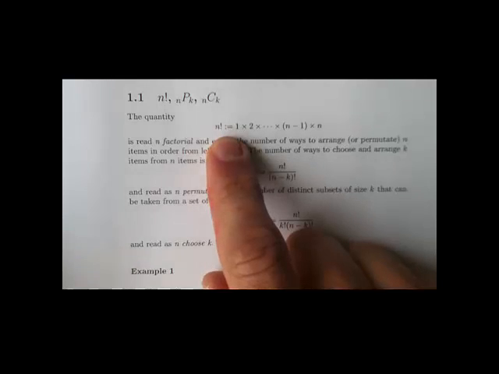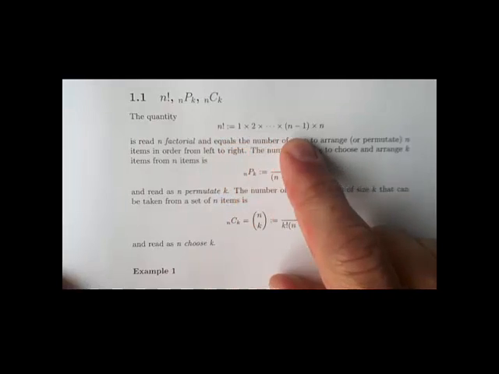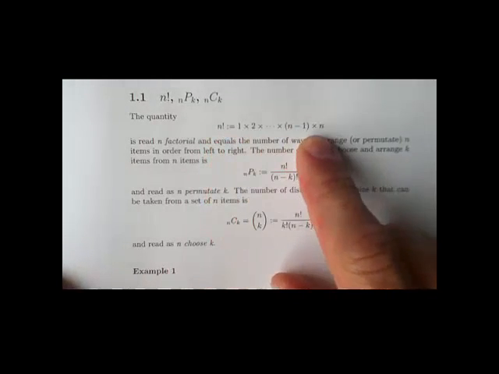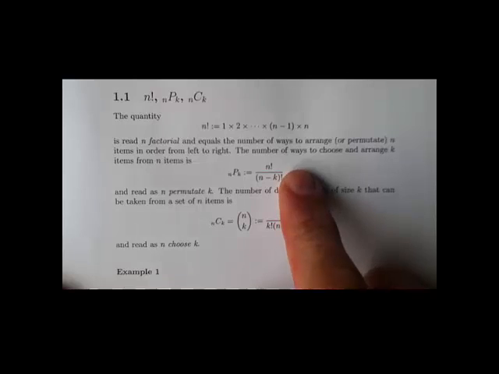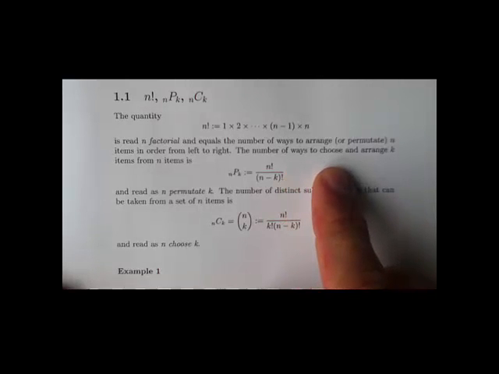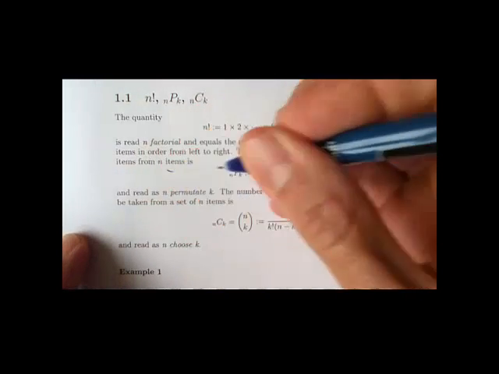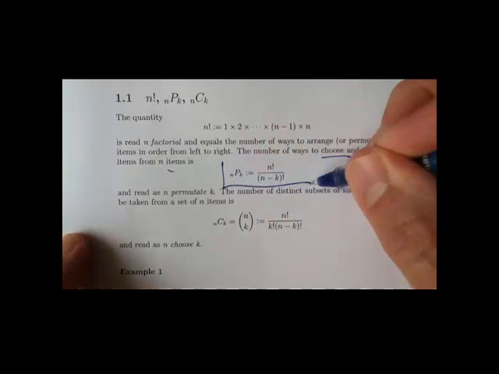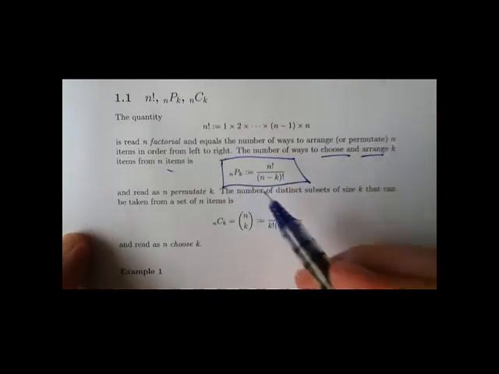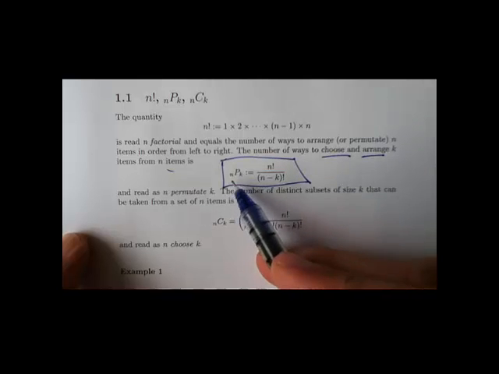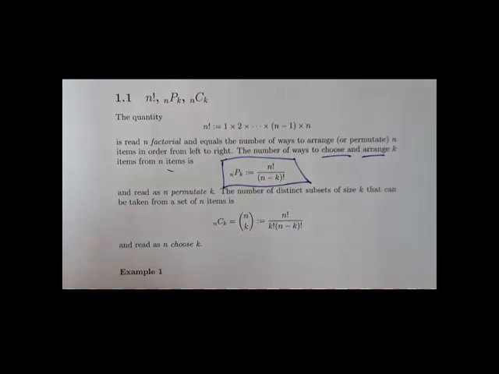So n factorial, you may remember, is just the product of the first n positive integers. And this actually equals the number of ways to arrange or permutate n items in order from left to right. The number of ways to choose and arrange k items from n items is this guy. Again, we read this as n permutate k. A funny little notation with subscripts on both the left and right side of the P there.